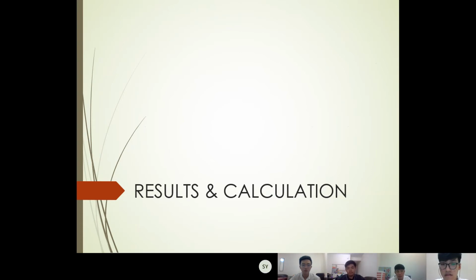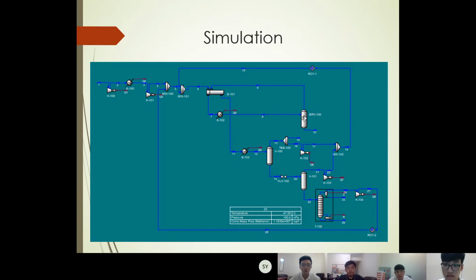Now I'm going to share about the result and calculation of this case study, which is the production of methanol. This is our final simulation design about the production of methanol, and we have gone through the unit design which was shown previously by Yihui.